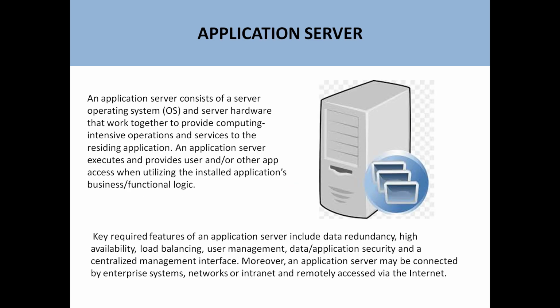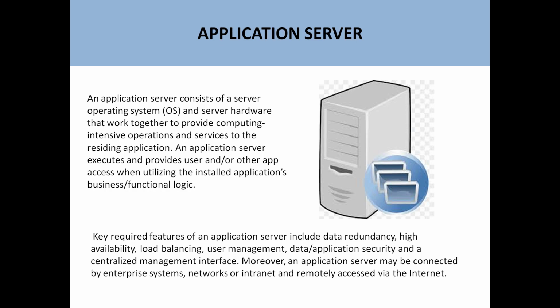An application server has, first, the operating system and the server hardware that work together to provide computing-intensive operations and services to the application. The application server executes and provides users and other applications access when utilizing the installed applications and business and functional logic. The key features of an application server include data redundancy, high availability, load balancing, user management, data and application security, and a centralized management interface.